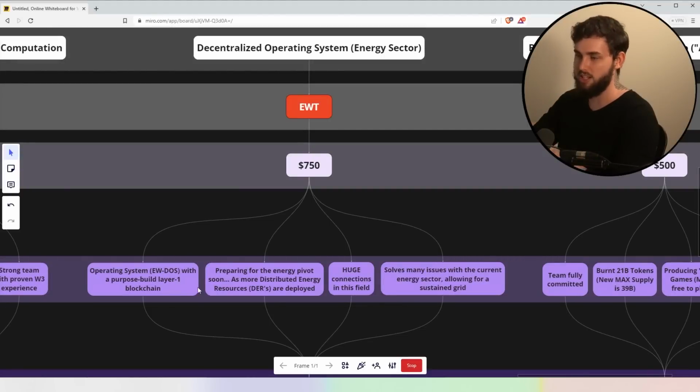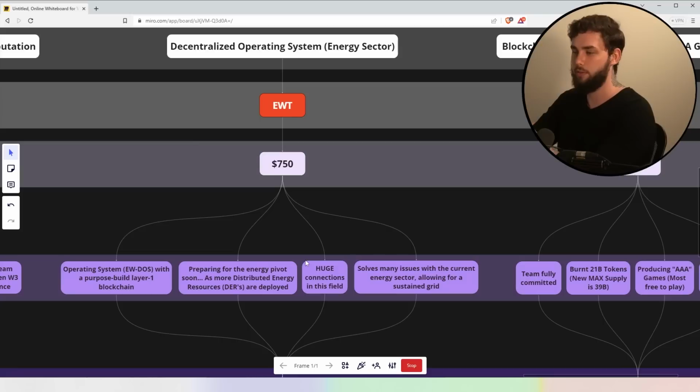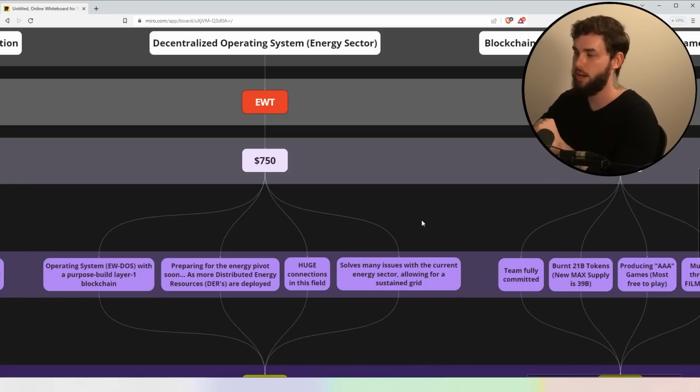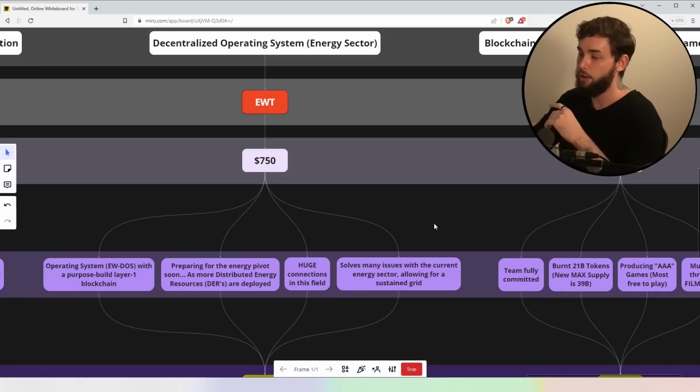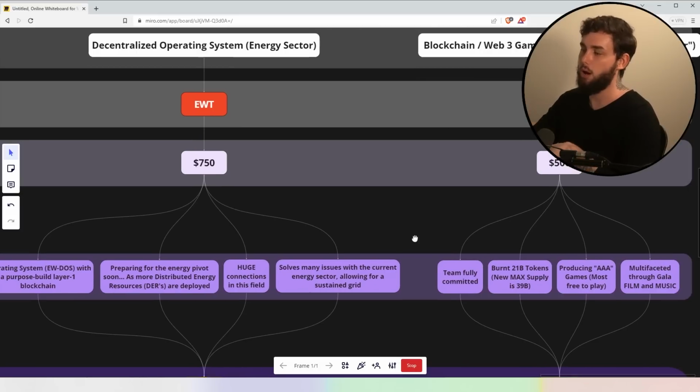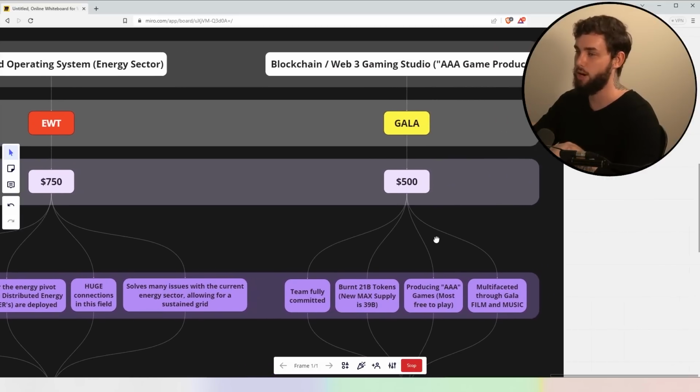Again, EWDOS is their operating system, so the Energy Web Decentralized Operating System. They're preparing for the energy pivot very soon, which will be happening as more DERs, or distributed energy resources, are deployed. That's things like solar panels, for example, batteries that are connected to Bluetooth or the internet, right? These things have to be tracked, which they aren't adequately being right now. Huge connections in this field and solves many issues with the current energy sector, allowing for a sustained grid. This is going to be massive.